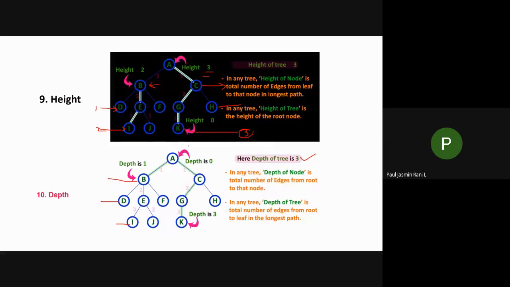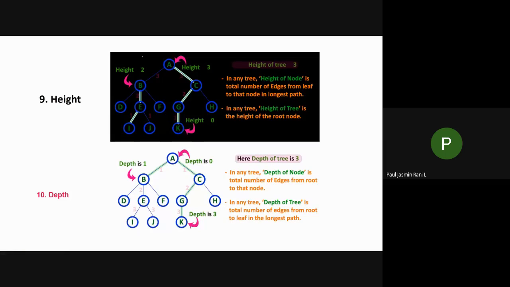Height means you have to calculate from top to bottom. And if I want to know the depth, what do you have to do? If I want to know the depth of this K, it is just the opposite of your height: 1, 2, 3. So you have to mark this depth as 3.